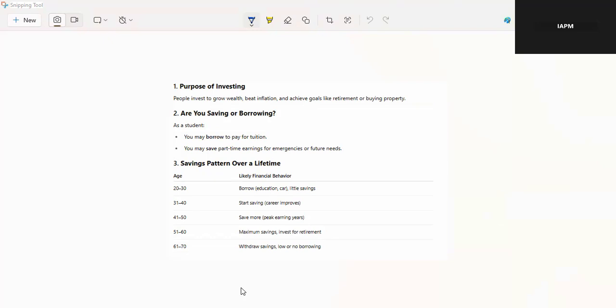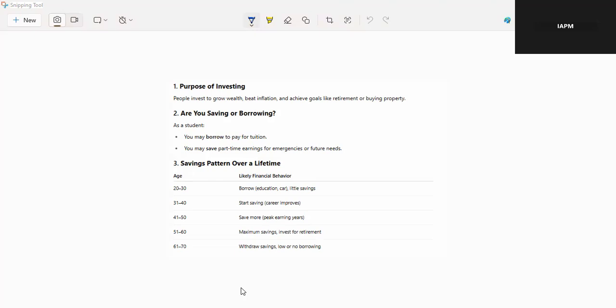They borrow for tuition, they borrow for basic needs. Okay? They'll save for emergencies or future expenses. So that is common to do. So the saving patterns will range. We have the saving pattern depending on the age range.